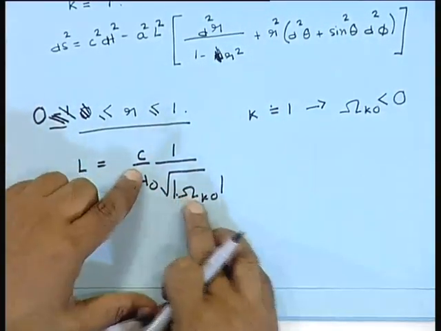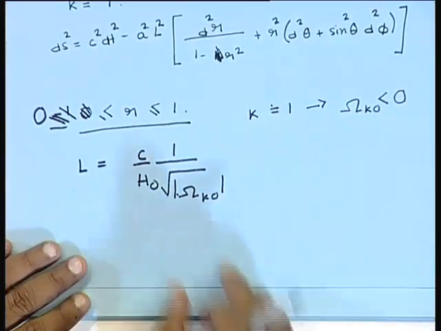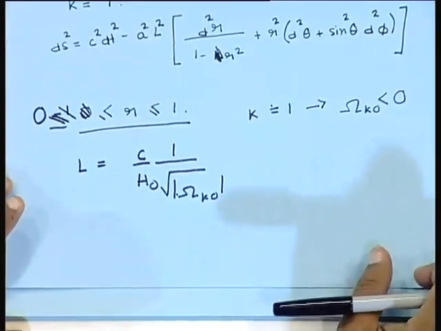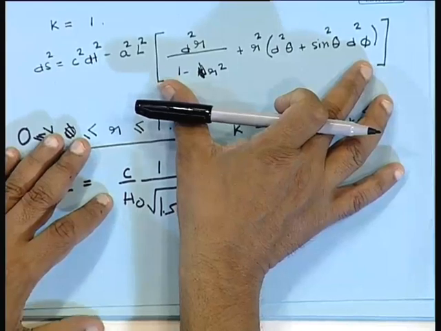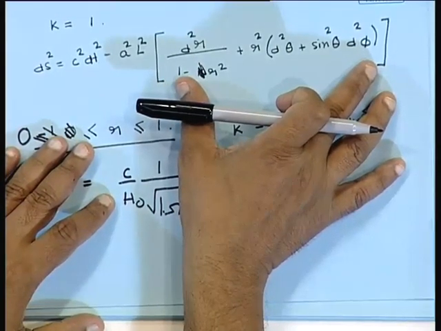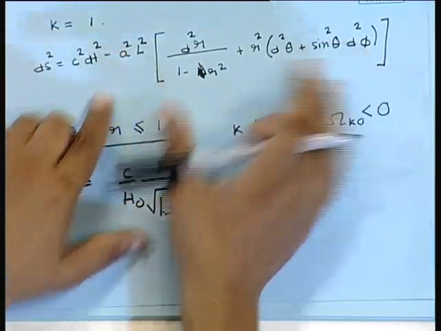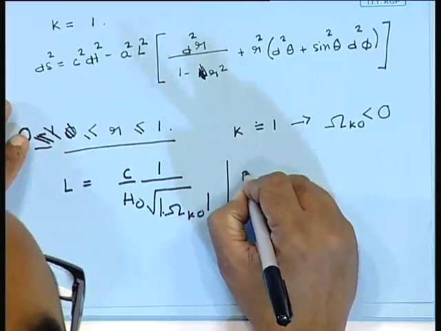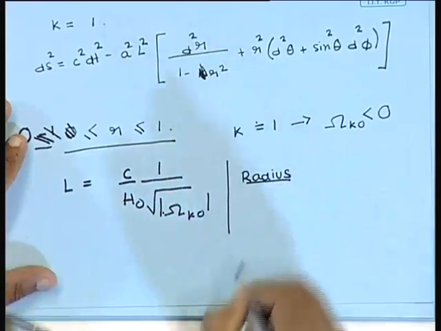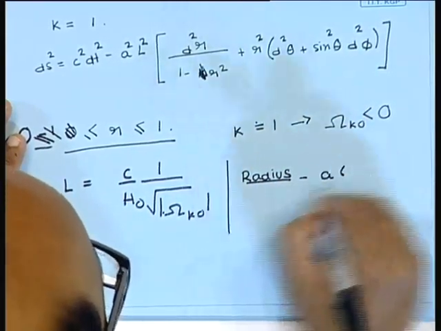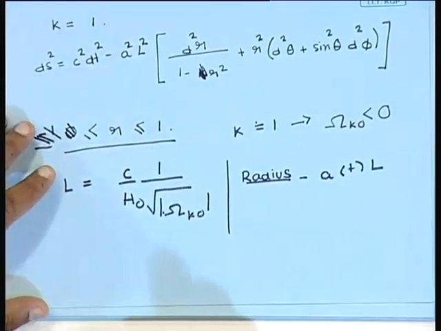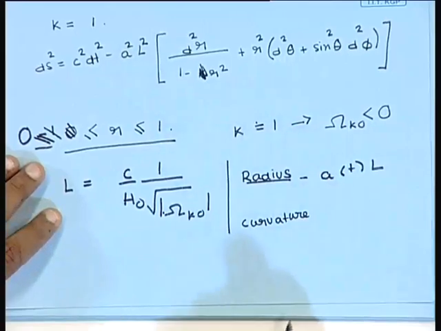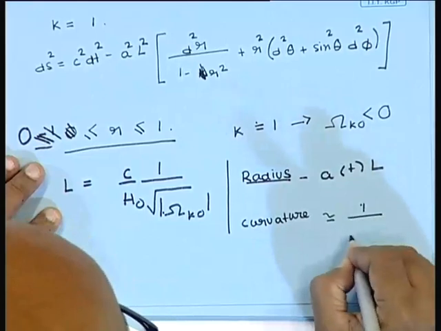Okay, so, L is determined by the value of omega curvature naught. The larger the value of omega curvature naught, the smaller the value of L. Okay. The next point is that this is a 3-dimensional sphere. What is the radius of this 3-dimensional sphere? What plays the role of r over here? So, the radius of this 3-dimensional sphere is a(t) into this L. Okay. This is the radius of this 3-dimensional sphere. So, curvature of the sphere, okay, not of the space time, of the sphere is equal to 1 by a into L.